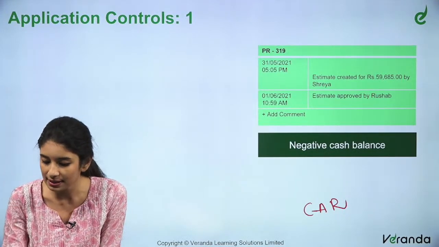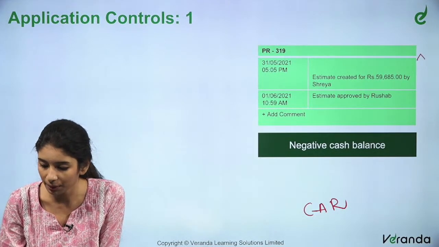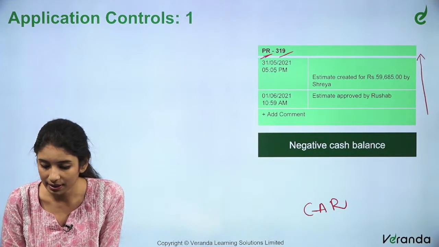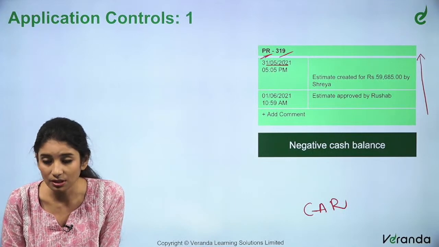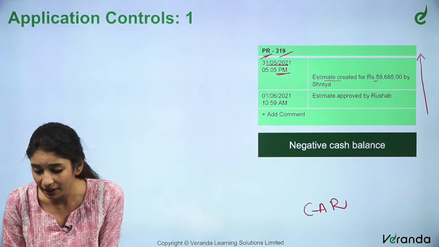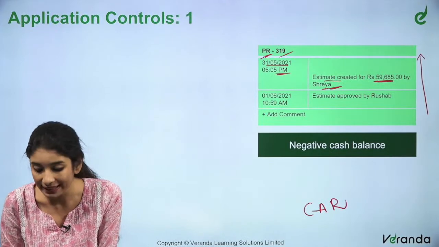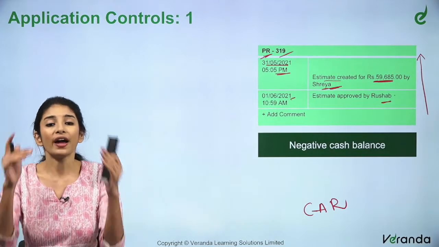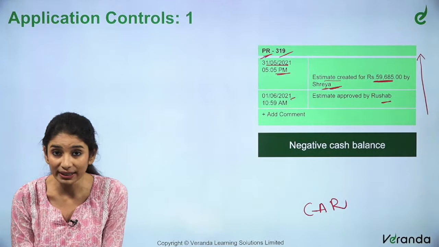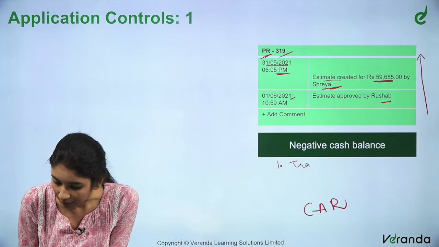Now, have a look at this. It is a sample log which is reported by any software. For example, purchase requisition number 319. This is the date, 31st May. Now, on this date, at this time, there was an estimate that was created by an employee. Now, this estimate was approved on the next day by another employee. So, if I have a transaction like that, I can see who has done what. So, for any application, it is very important that first I have transaction logging.